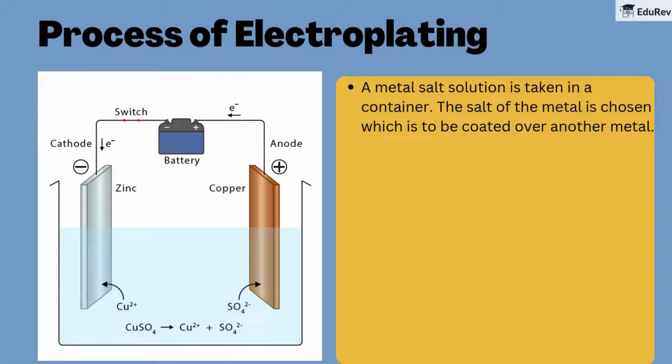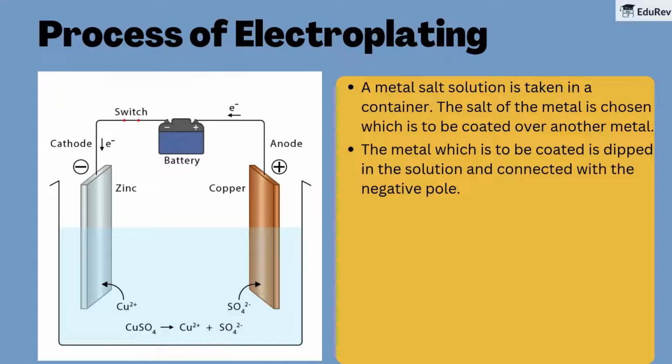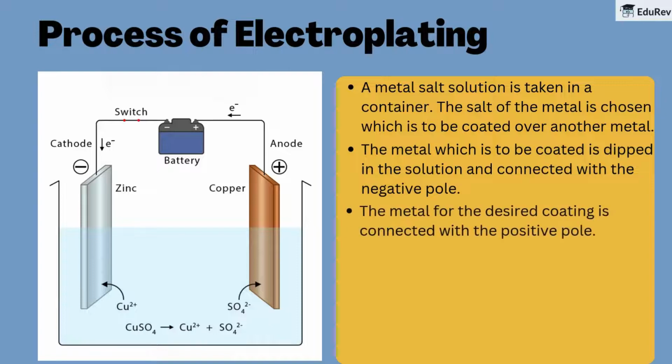A metal salt solution is taken in a container. The salt of the metal is chosen, which is to be coated over another metal. The metal which is to be coated is dipped in the solution and connected with the negative pole. The metal for the desired coating is connected with the positive pole.